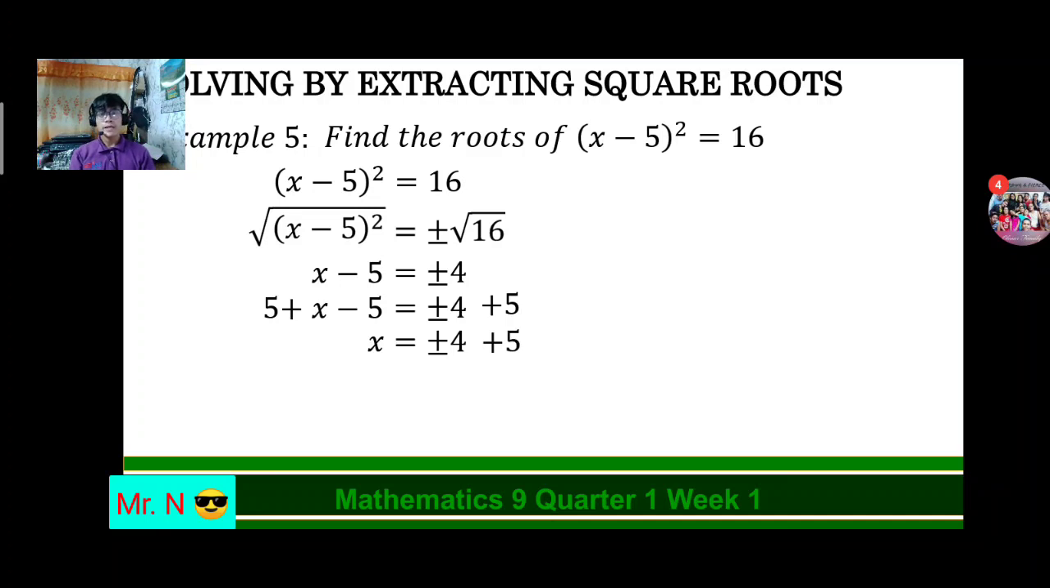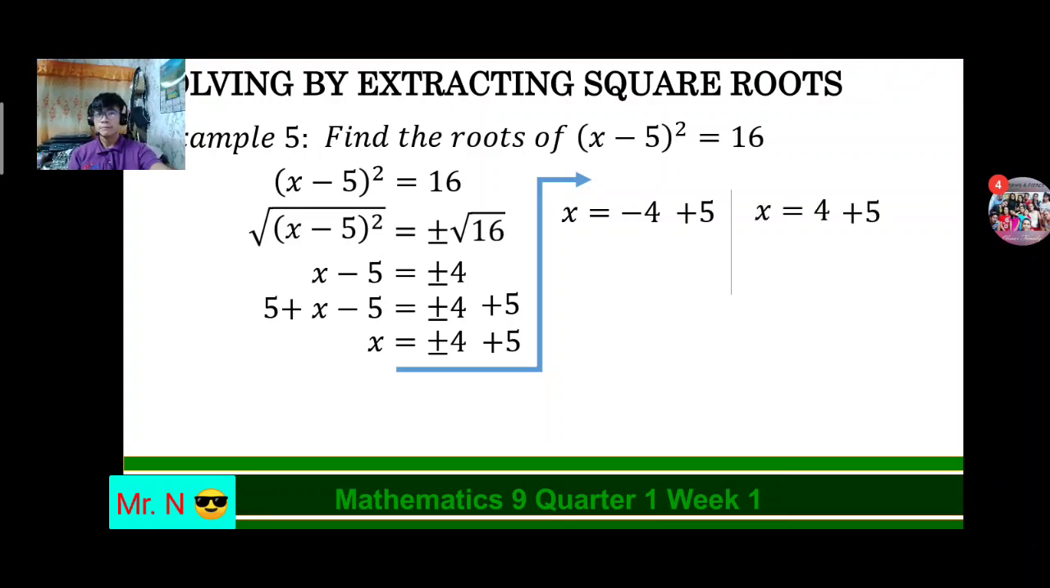As you can see, we have 2, no? We have positive 4 and negative 4. So, kailangan natin i-separate yung dalawa. We have negative 4 plus 5. And the other one is 4 plus 5. Let's add. Negative 4 plus 5, unlike signed integers, so we should subtract and copy the sign of the integer with higher absolute value. And the integer with higher absolute value is 5. So we should copy the sign of 5, which is positive. So 5 minus 4 is 1, and the sign is positive.